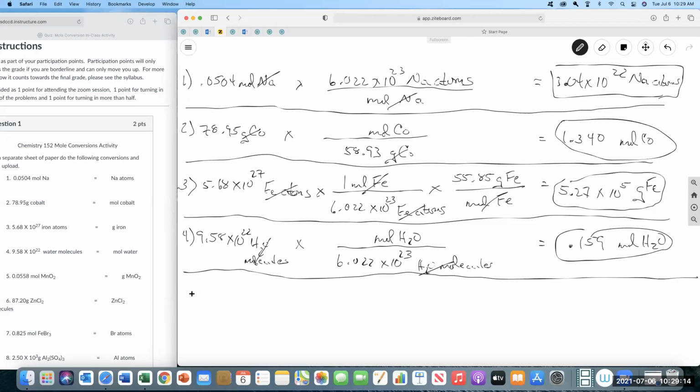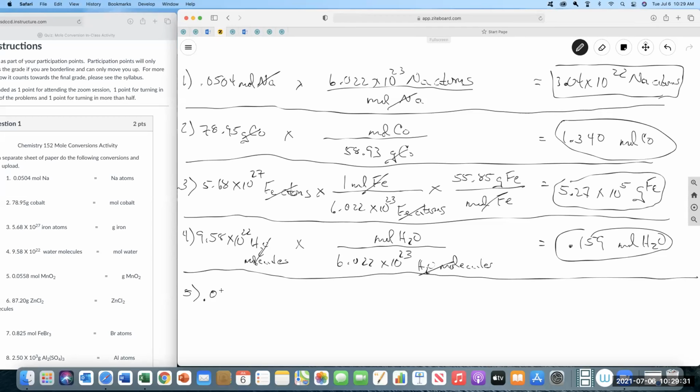All right, so number 5. Professor, for that one, does 0.16 work? Well, then we'd want 0.160. If you're off by 1 or 2 in the last decimal place, that's fine, but make sure you have 3 sig figs.